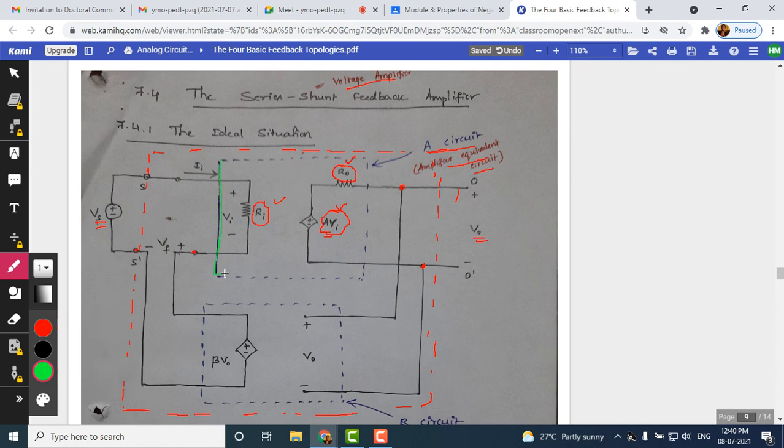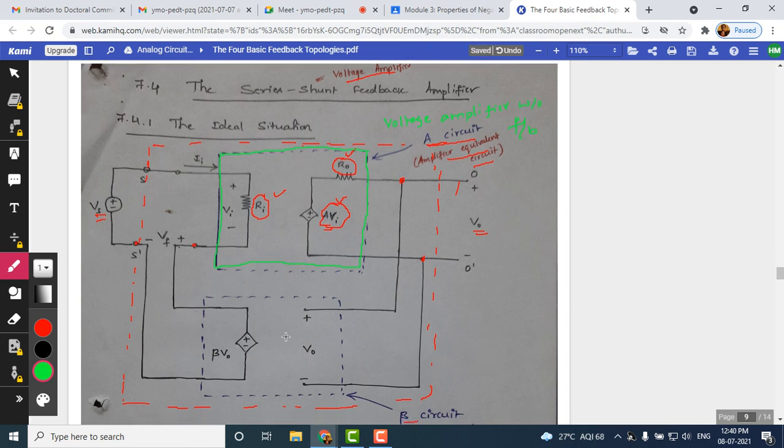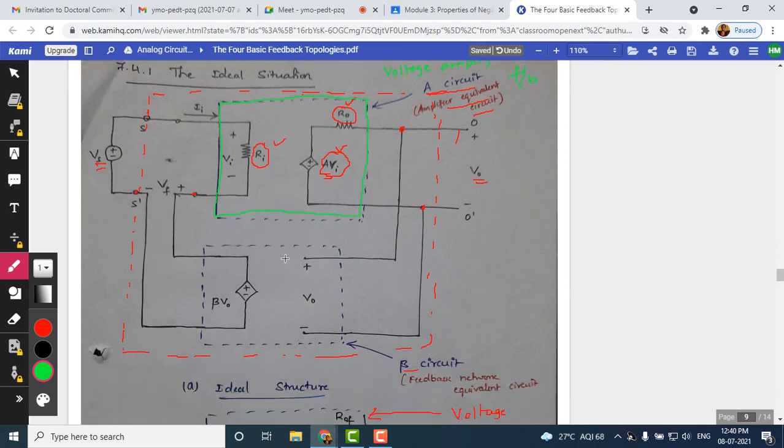This portion within this big block diagram, which we have called here as A circuit, is nothing but an amplifier, a voltage amplifier without feedback. Okay, and this is going to be the feedback amplifier.